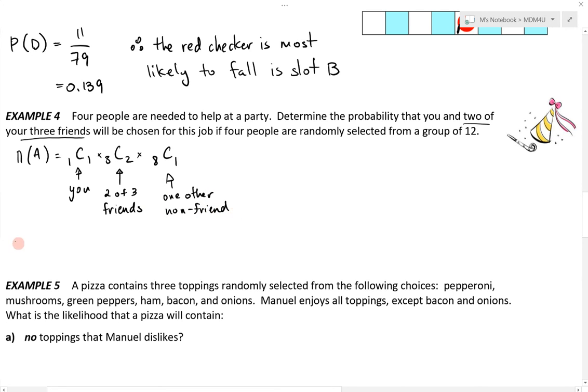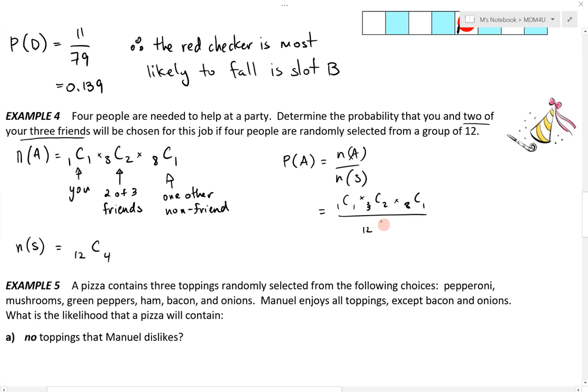Okay, and the total number of outcomes is simply, if you have 12 to choose from, you're going to choose 4 to make that group. So my probability is going to be, just write out the formula here, 1 choose 1 times 3 choose 2 times 8 choose 1 divided by 12 choose 4. If I take a calculator and I multiply this entire top line, I would have 24. And 12 choose 4 is 495. And dividing 24 by 495 gives me 0.0485.